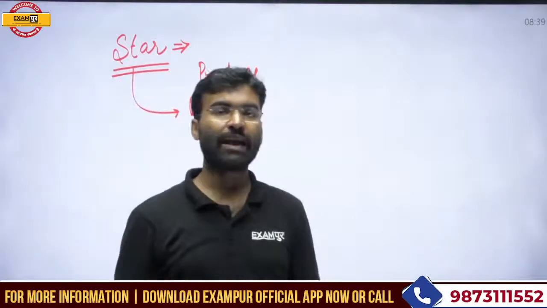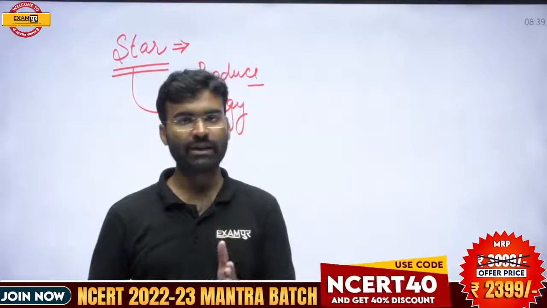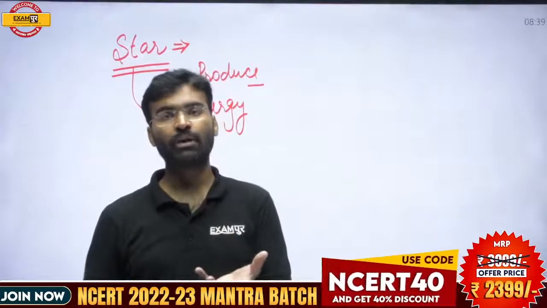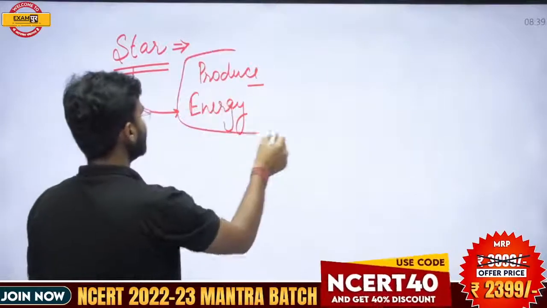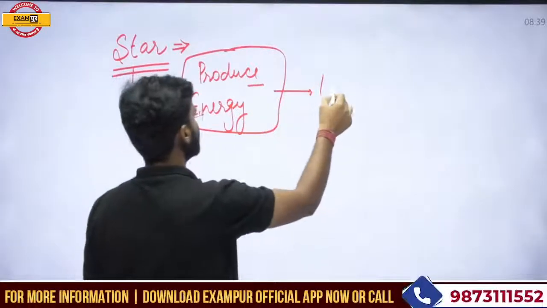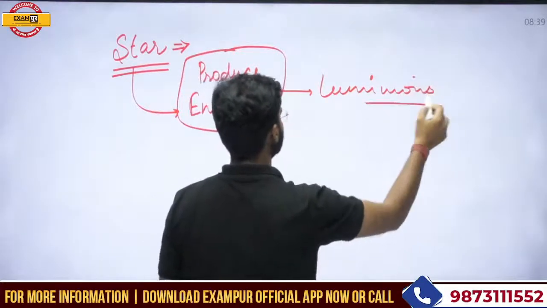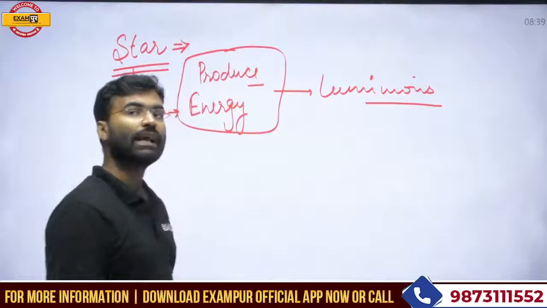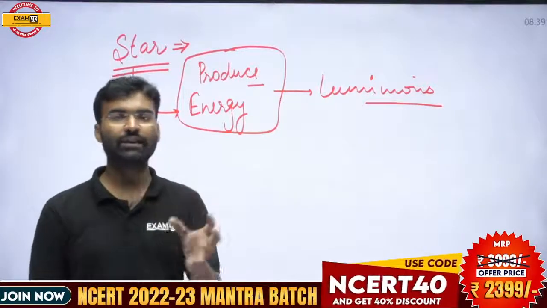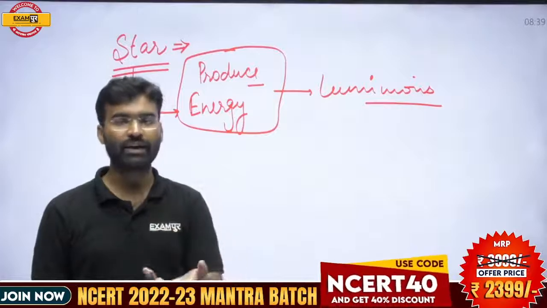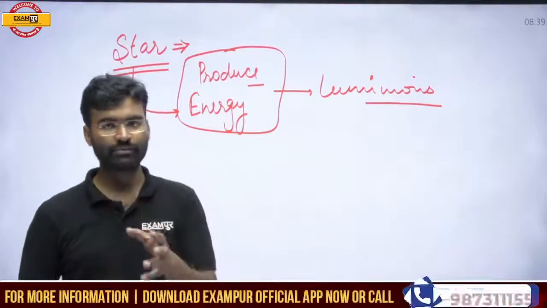Many chemical reactions, nuclear reactions, are happening on the stars, and that is why they have the mechanism to produce energy. And due to the production of this energy, they are luminous in nature. Luminous in nature means they have their own light. Because they emit energy in the form of light, we can say they are luminous.